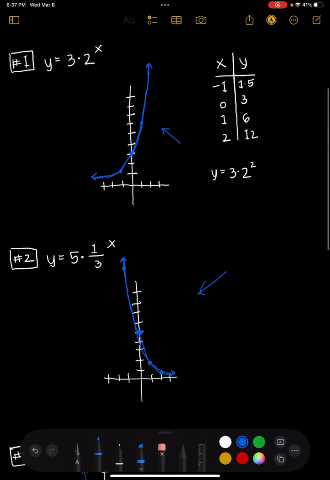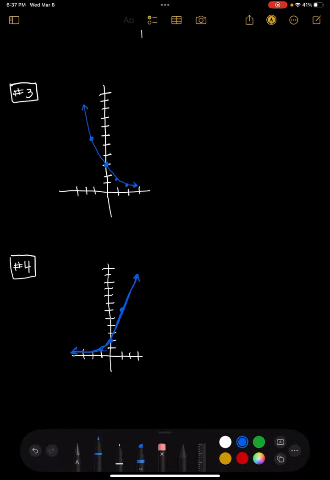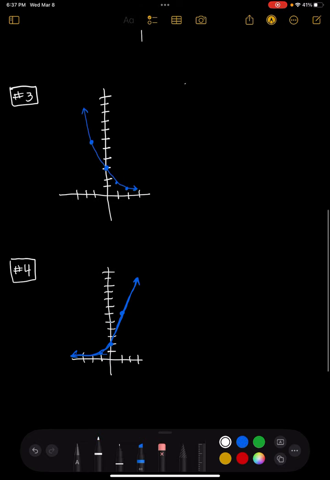Now what we're going to do is actually look at a graph and write the equation. This is the easiest if you can use that formula that we've been talking about, y is equal to a times b to the power of x. Because we automatically know that a is our y-intercept, and those are pretty easy to find. So in this case, for example number 3, a has to be equal to 3 because that's our y-intercept.